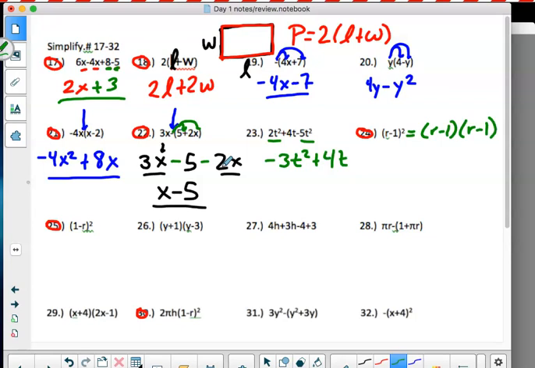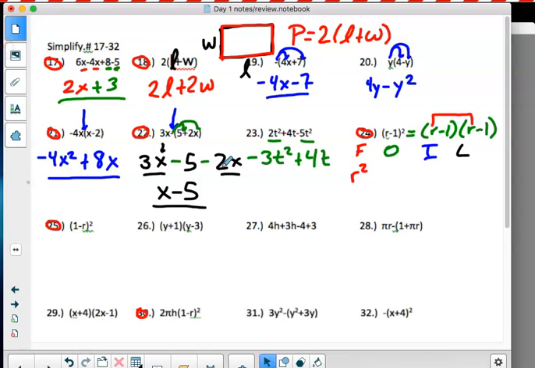And remember, FOIL was first, outside, inside, and last. So let's talk about our firsts. Our firsts are r and r, so r times r becomes r squared.